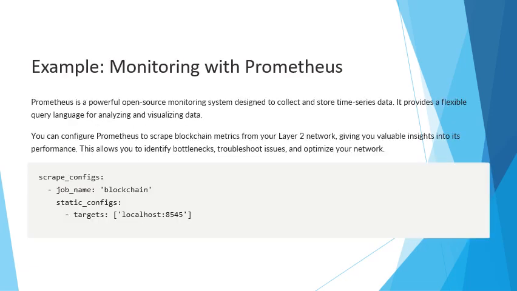Here is an example of monitoring with Prometheus. Prometheus provides a flexible query language for analyzing and visualizing data. Here we can configure Prometheus to scrape blockchain metrics from our layer 2 network, giving us valuable insights into its performance. This allows us to identify bottlenecks, troubleshoot issues, and optimize our network. Here is how we do it.